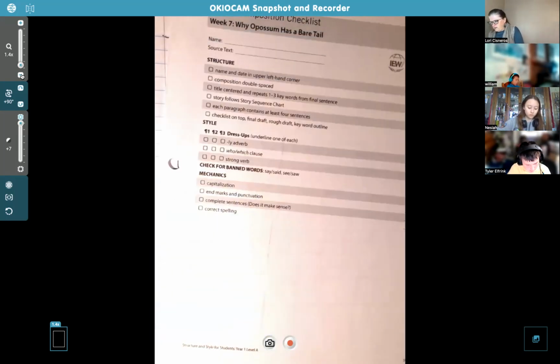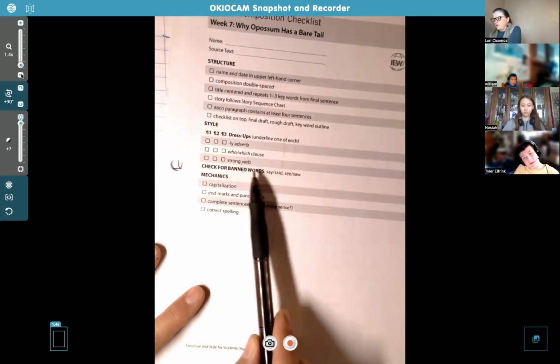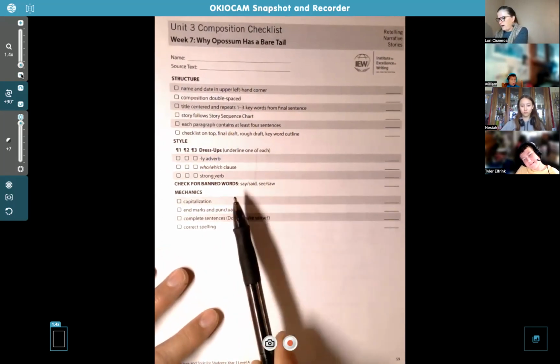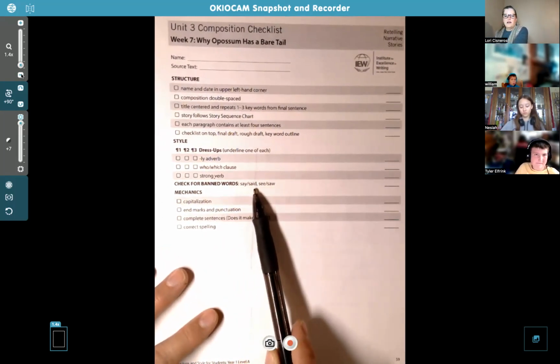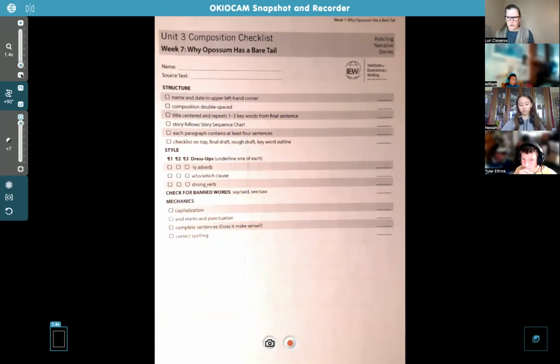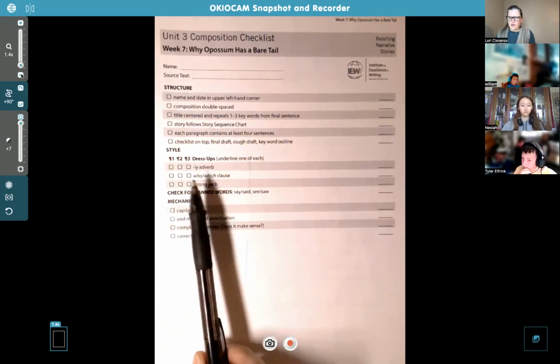Okay, back to this. Notice underneath where it says strong verb, you have check for banned words. That's a new list that we're starting. We're going to add more as we go. But right now we just have say, said, and see, saw. So that's why it's really important to have this checklist right next to you when you start writing. This is what I'm looking for. This is how I grade your homework.